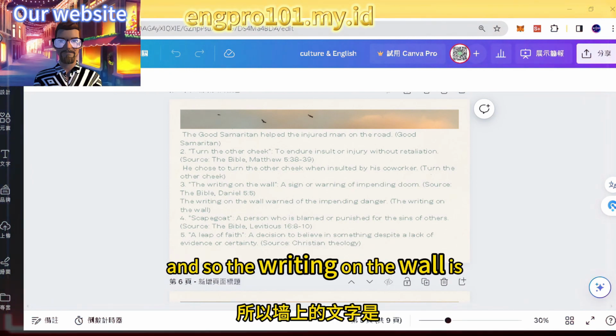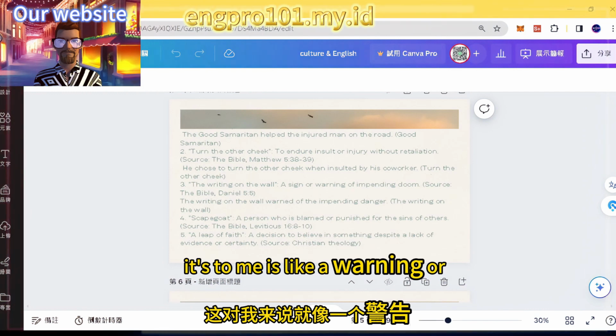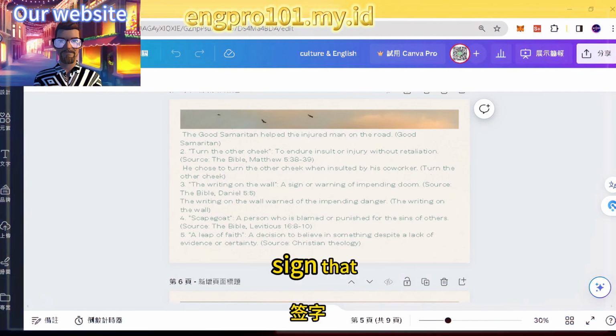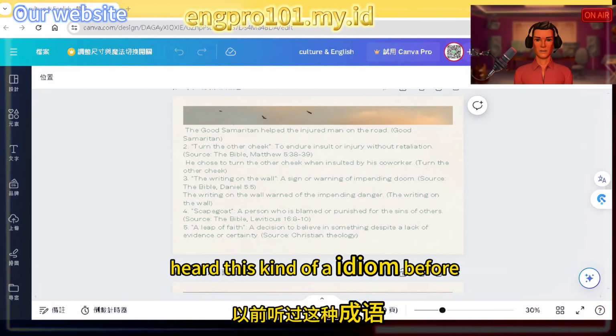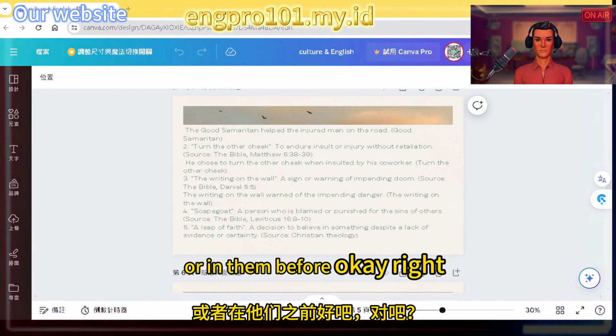So the writing on the wall means a warning or a sign that if you don't heed the warning, something bad could happen in the future. Okay. All right. Yeah, to be honest, I never heard this kind of idiom before.